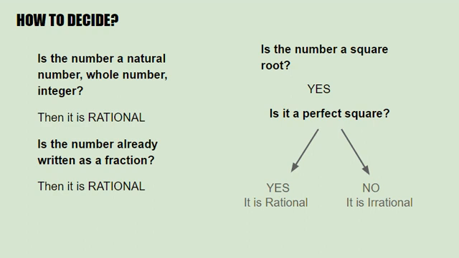If it's a perfect square, then it will be rational, because for all perfect squares, when you take the square root, you get a whole number or an integer as an answer. So the square root of 9 is 3. It can also be -3, but it's a whole number. If it is not a perfect square, so all of the numbers in between all the perfect squares, then it will be irrational, because when you take the square root of something that is not a perfect square, you end up with a decimal that never ends and doesn't repeat.